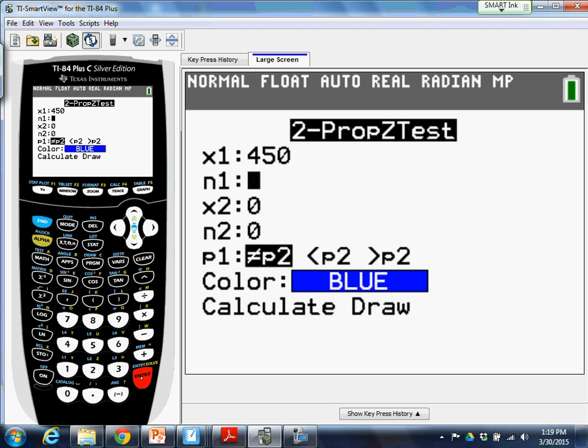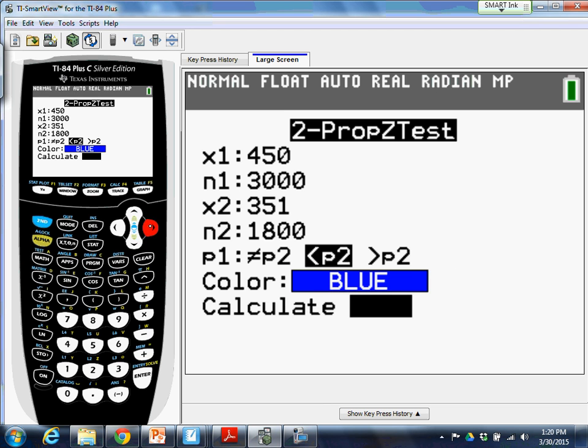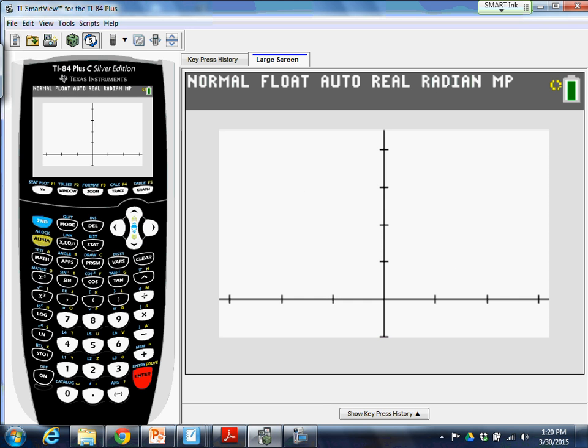The first sample size was 3,000, so we wrote these down as soon as we started this problem, right? So notice there's no 15% and 19.5% in here. It's just counts and sample sizes. So that's 351 out of 1,800. Okay, the way we wrote our statements was that P1 was less than P2. Okay, and you can either do calculate or draw. And it's going to go ahead and do this.